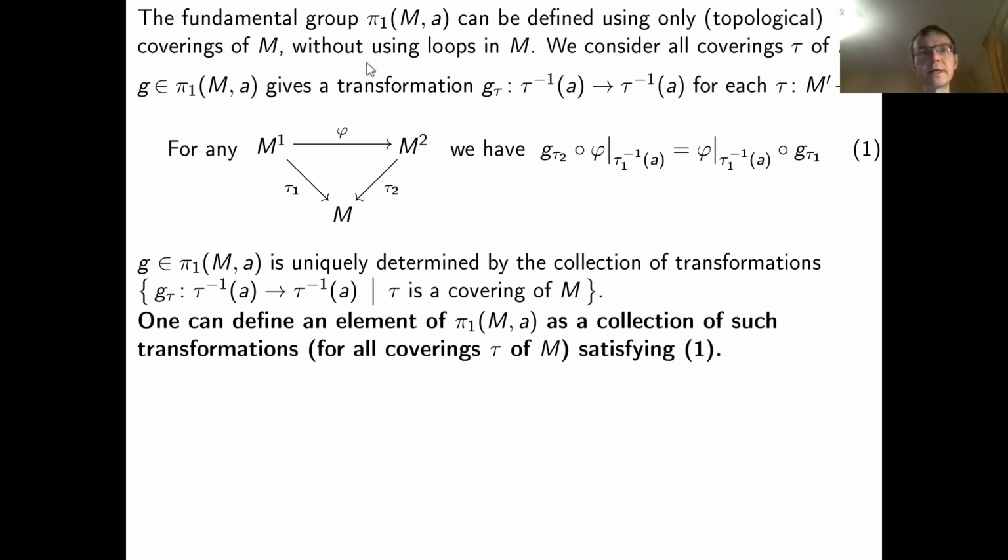Namely, we consider a topological space M, or for simplicity, a finite dimensional manifold M, and a point A of M. And now we will recall how one can define the fundamental group of this manifold at the point A, using only topological coverings of M without using loops in M. First, let us recall some relations between the fundamental group and topological coverings.